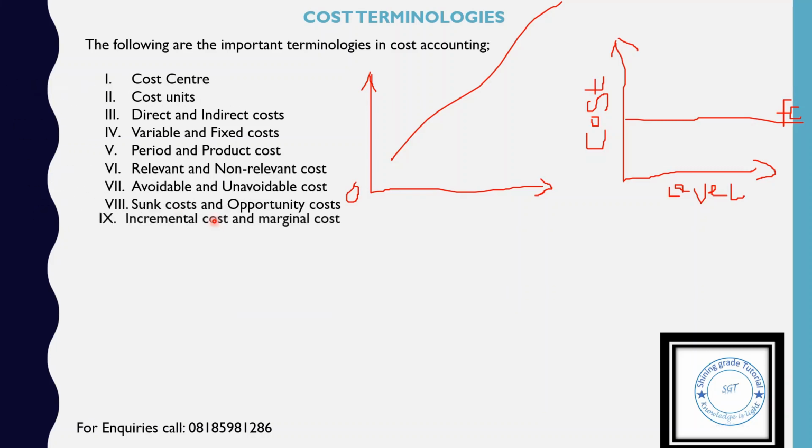And the next aspect we have is incremental costs and marginal costs. Incremental costs are the costs that arise as a result of taking on a particular decision. So the additional cost incurred as a result of taking a particular decision is an incremental cost. Marginal cost as well is more like an additional cost. Marginal cost arises from the production of one additional unit. So if you produce more of a particular item, the change in cost, or additional cost incurred, is the marginal cost on that production.